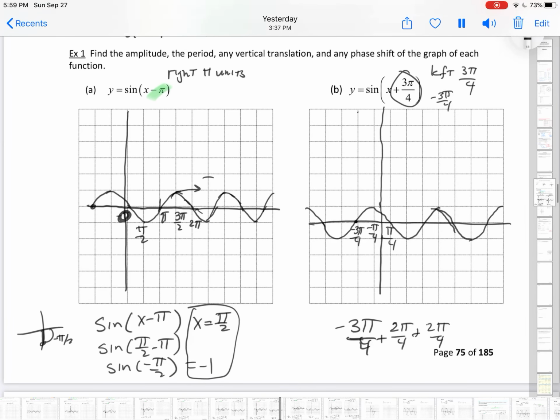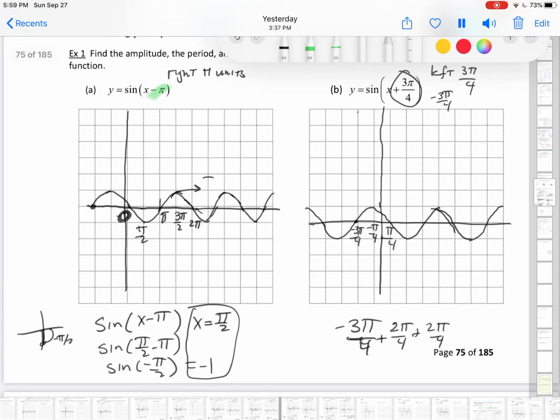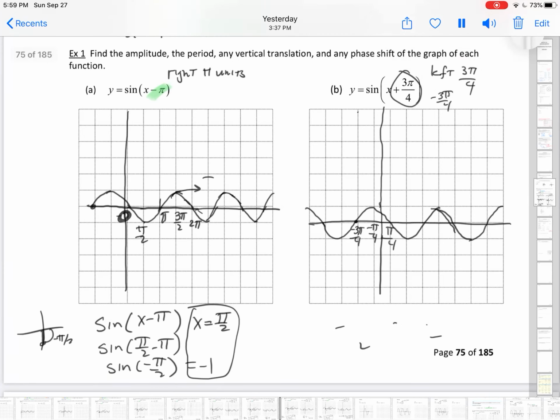So I'm claiming that it's 0, right? Is that true? So is this all making sense? And the answer is, I think so, right? If we plug in pi over 4, what is the sine?